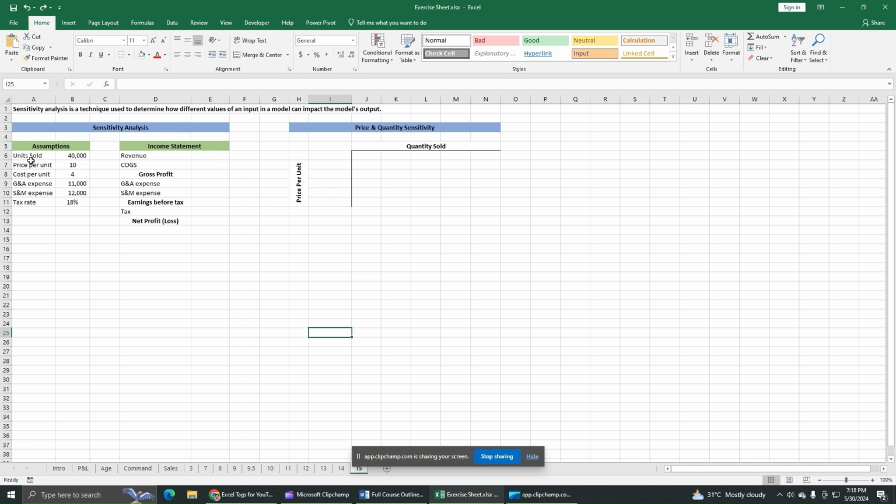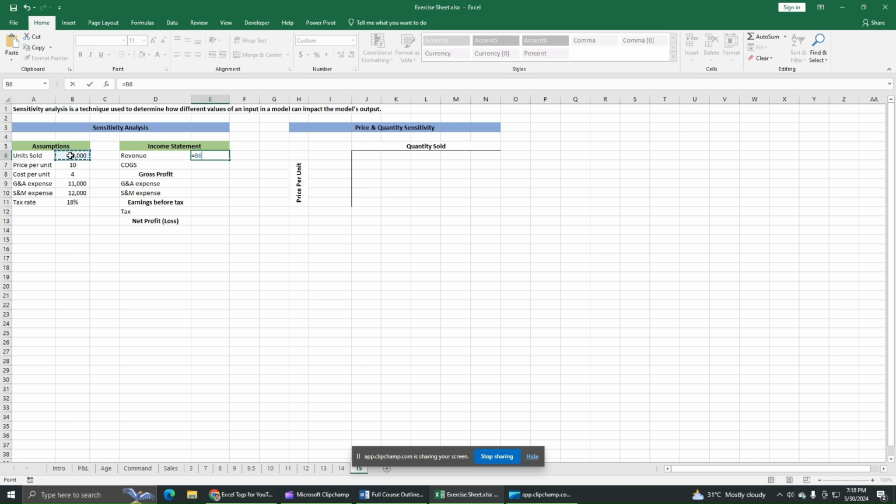Here we can see the units sold is given as 40,000, price per unit is 10, cost per unit is 4, general and administrative expenses 11,000, selling and marketing expenses 12,000, and there is a tax rate given, 18%. So let's complete it.